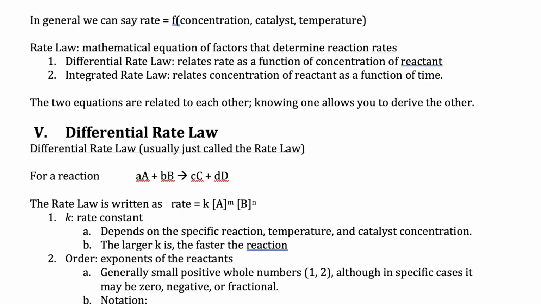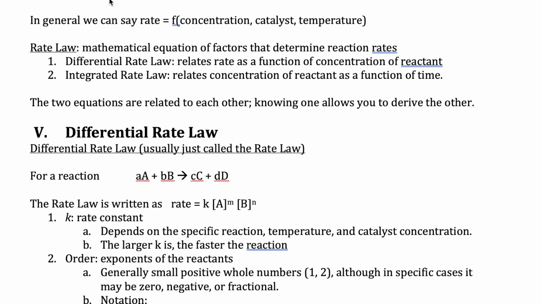When we first talked about the rate law, we said that there are three different factors that determine reaction rate: concentration, catalyst, and temperature. But when we actually write out the equation representing the rate law, it looks something like this: rate equals a constant, the rate constant, times concentration raised to some order. And so neither catalyst nor temperature are explicitly written in that equation.